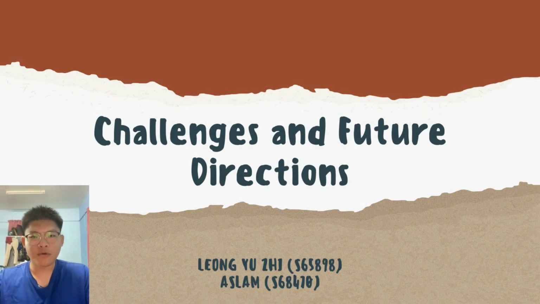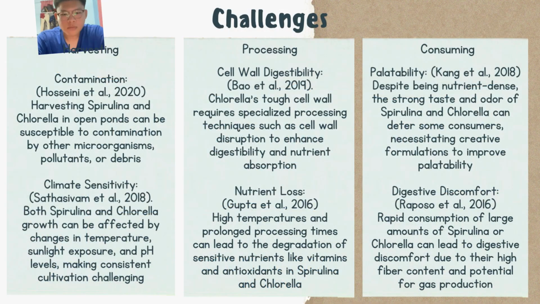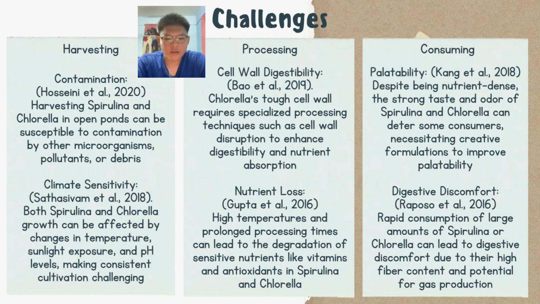I'm Leong Yuzi with matrix number S65898, and now I'm going to continue on the challenges and future directions. So the first example of challenges is harvesting.